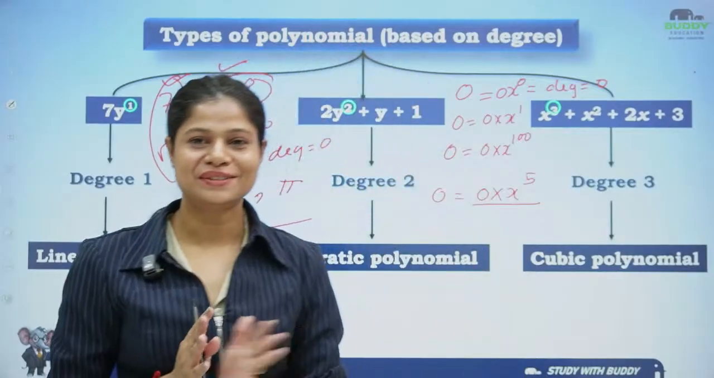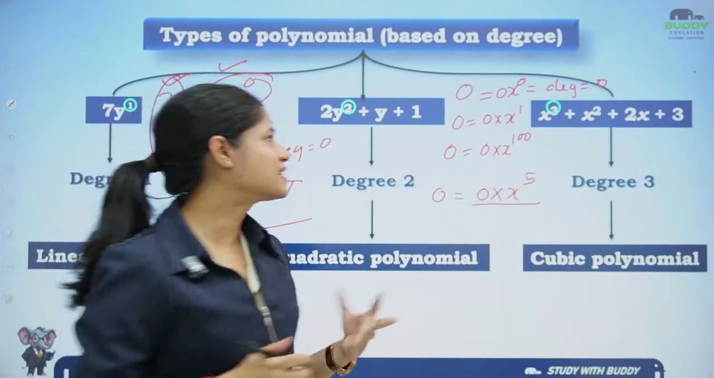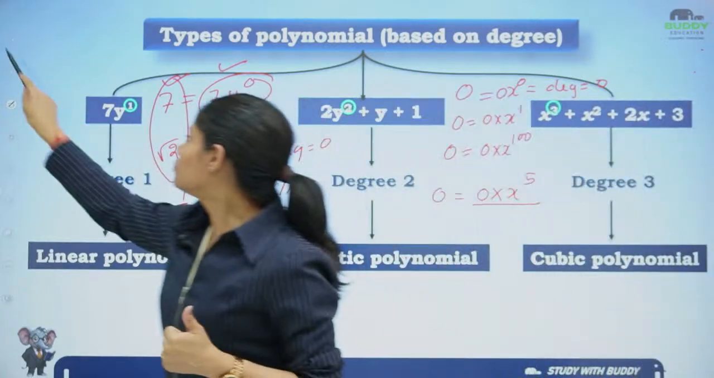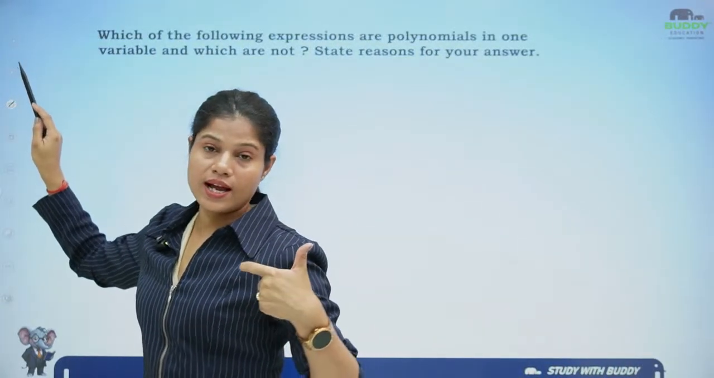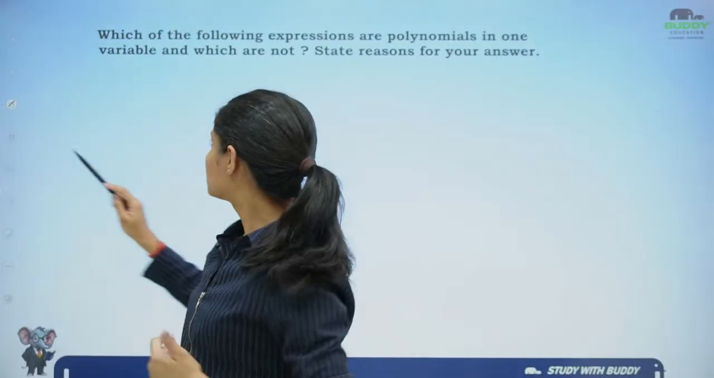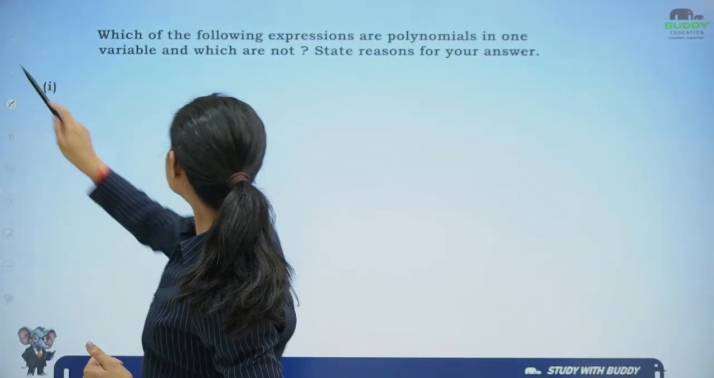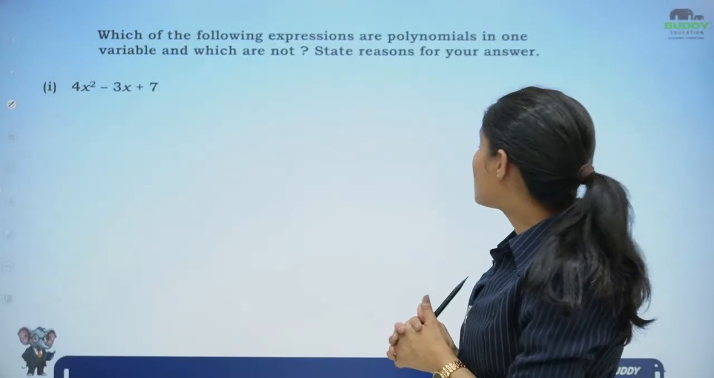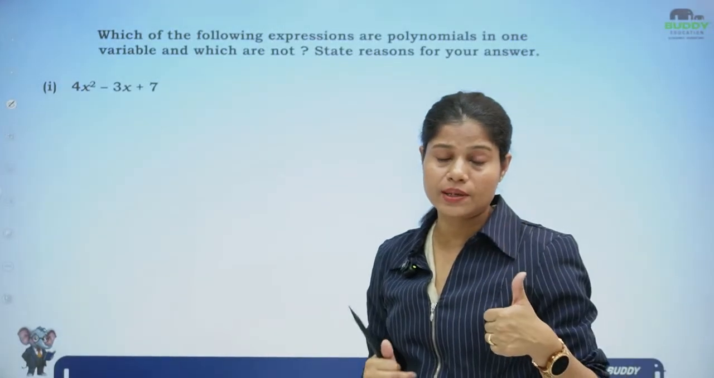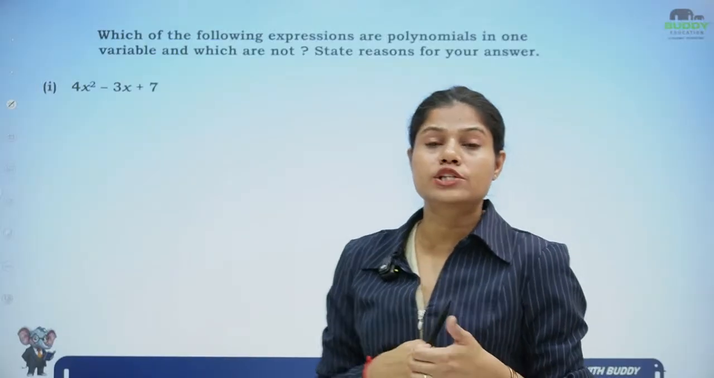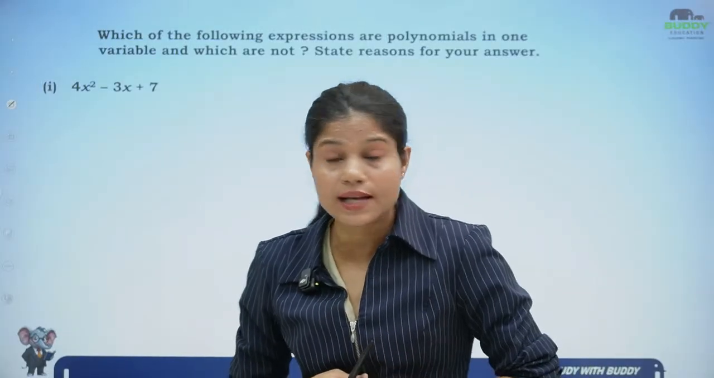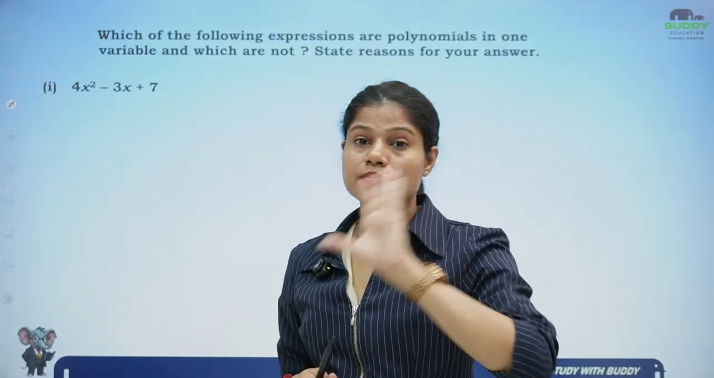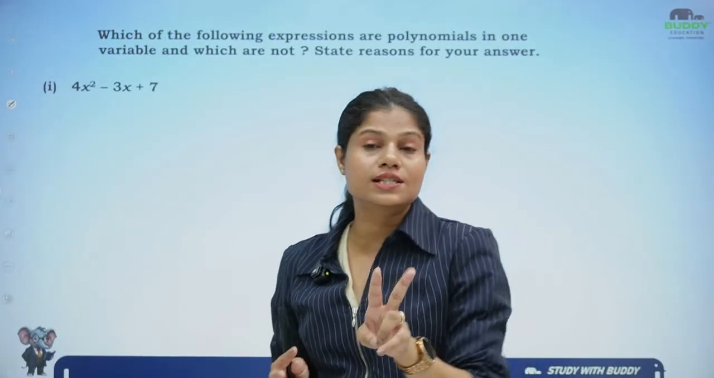All right. Now let's move to the next topic, which is, let's do a few questions. All right. And then we will move on to the values, and then we will move on to the zeros. All right. Now the question is: which of the following expressions are polynomials in one variable? So first we have to make sure how many variables there are, and then we have to check whether the given expression is a polynomial or not. So both things have to be checked.